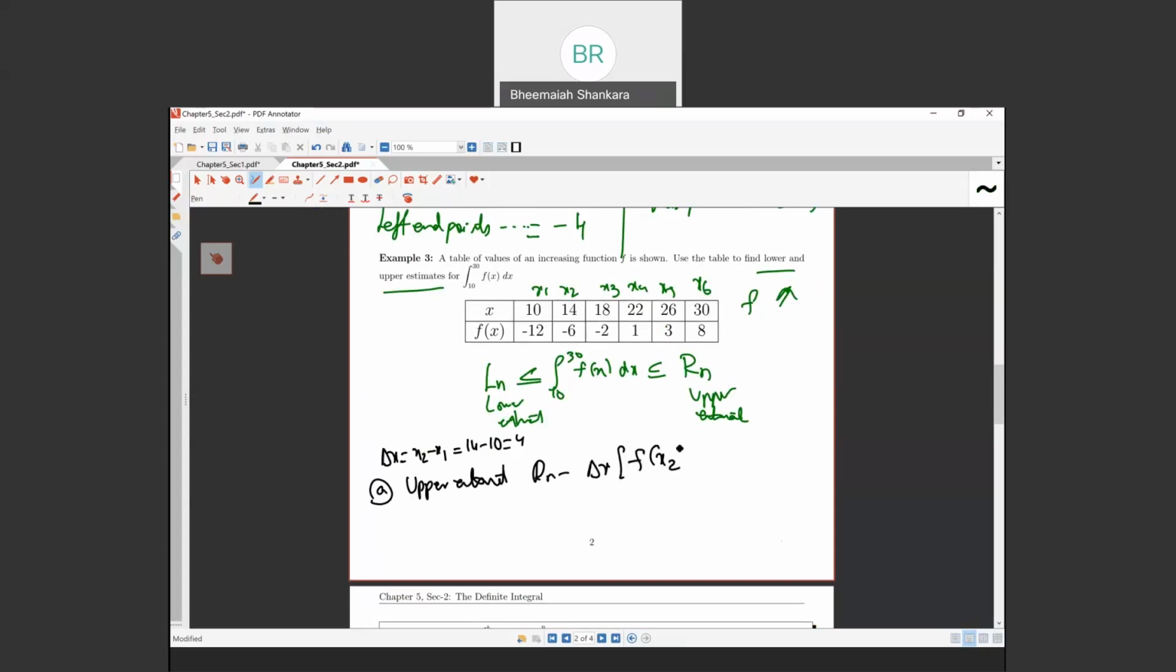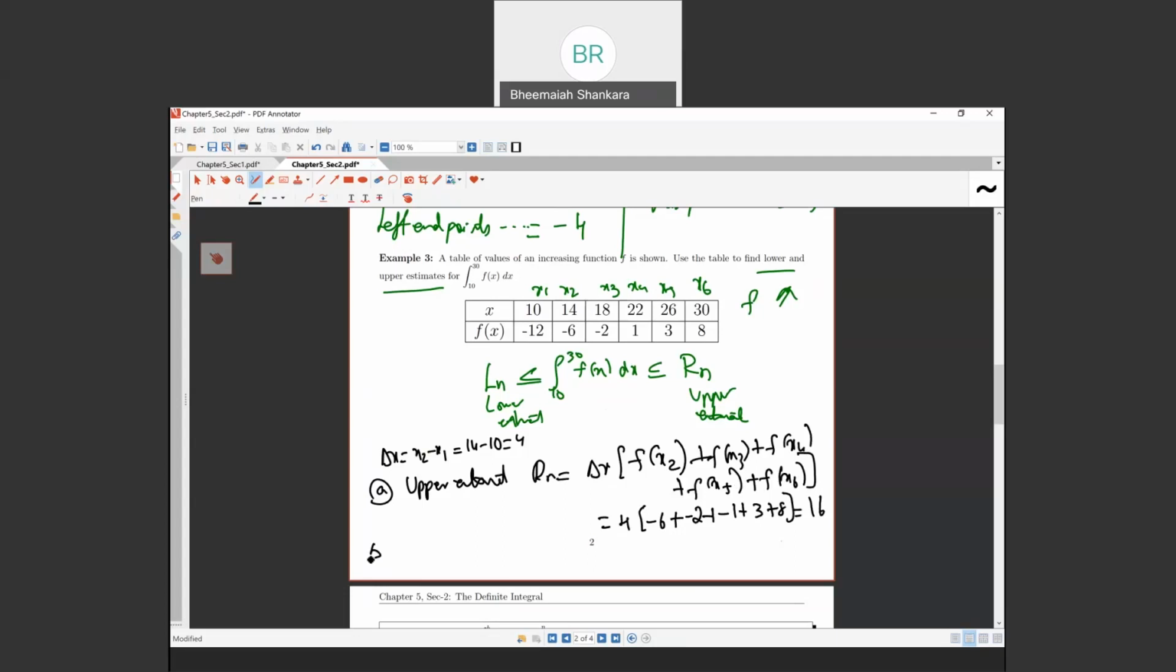f of x2, you choose the rightmost point, so you leave out 10. f(x3), f(x4), f(x5), f(x6). So this is 4, -6, -2, -1, 3, and 8. Simplify, you get 16.